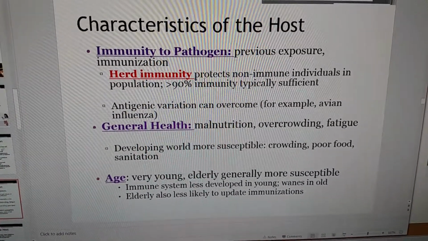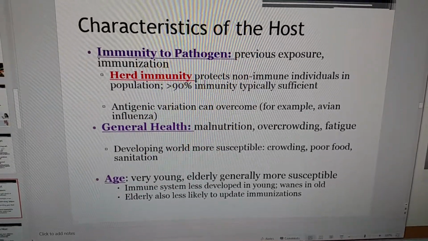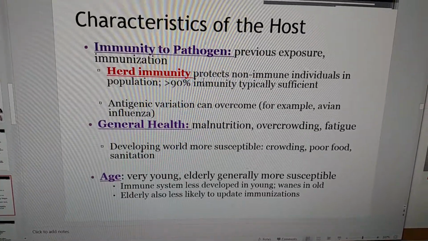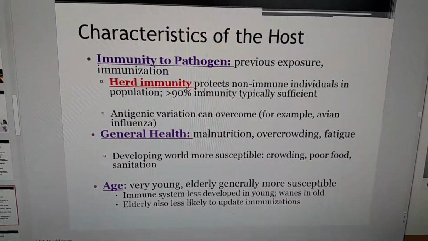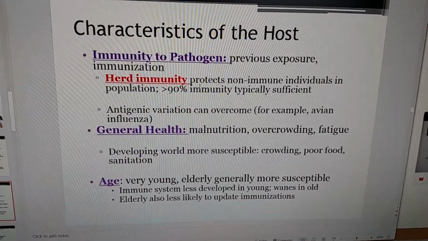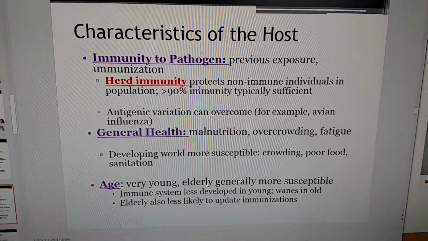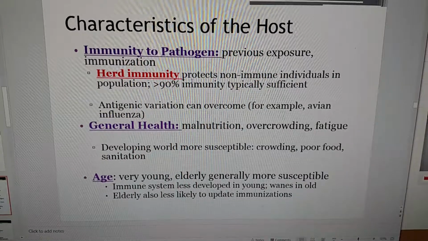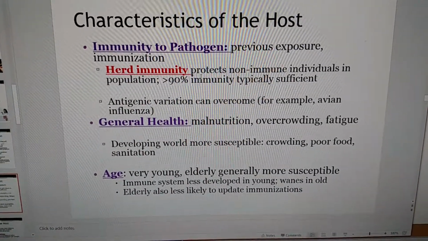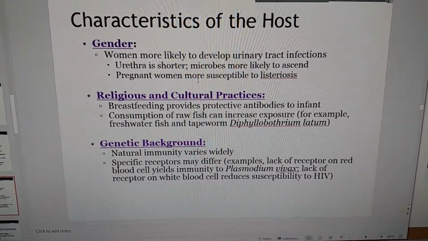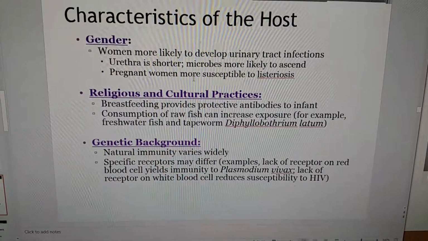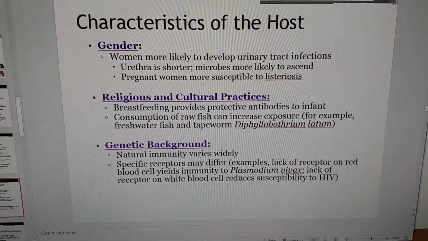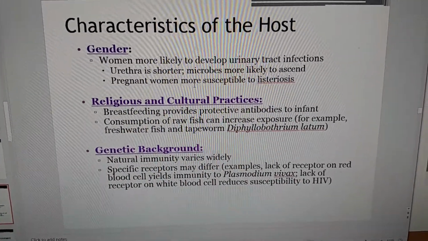However, you can have evolution occurring in the pathogen where they have antigenic variation, which allows them to bypass the immune system. What's the general health of the population? Is there malnutrition? Is there overcrowding? Is there fatigue? What's the age? Typically, the young and the very old are more susceptible to disease. What's the gender? When you look at things like urinary tract infections, women have shorter urethras, so they're more susceptible to that sort of disease.